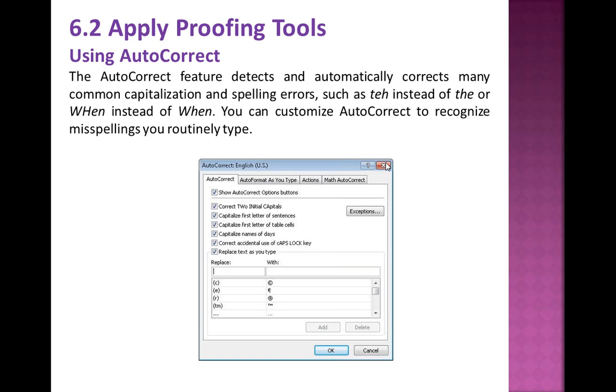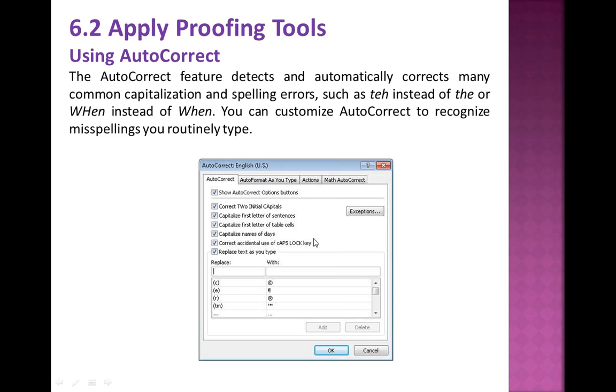Suppose I am writing the spelling of THE as TEH. It will not show a spelling error if there is an AutoCorrect feature in the application. I can set it so that whenever I write TEH, it will be replaced by THE, or when I write WHen, with two capital letters and two small letters, it will automatically convert it into a first capital and then three small letters.